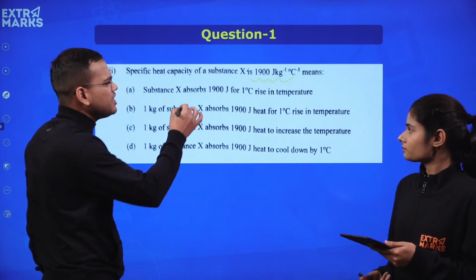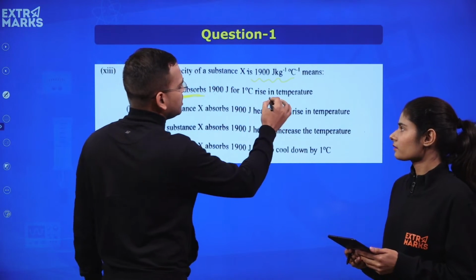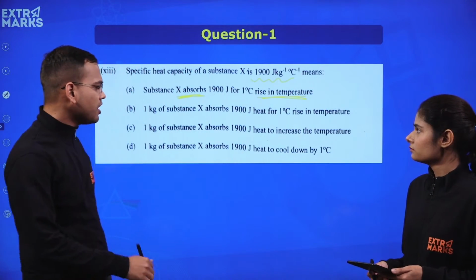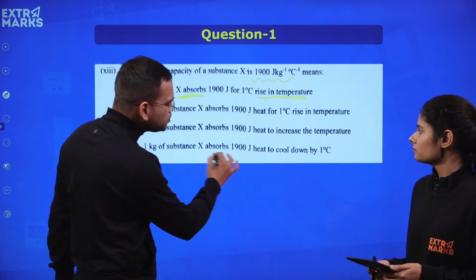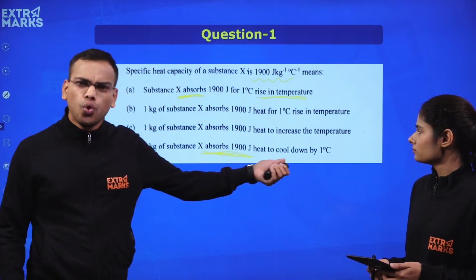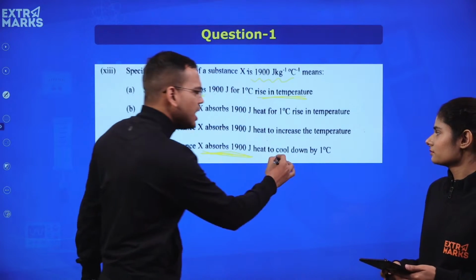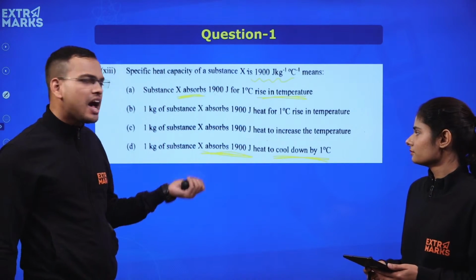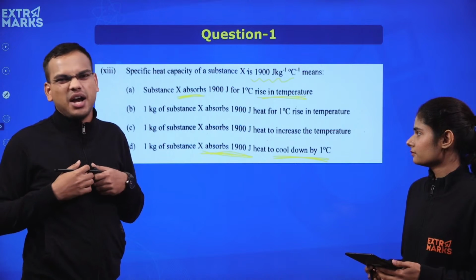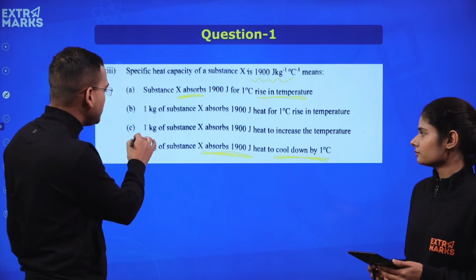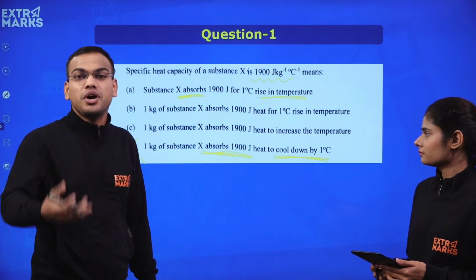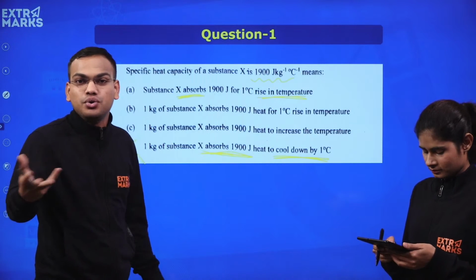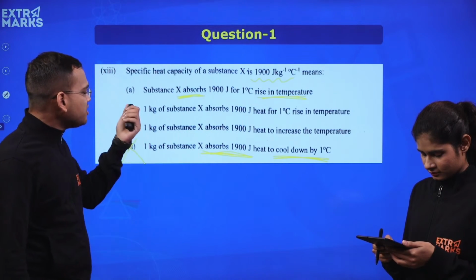Now we can understand that if a substance is absorbing some kind of energy, there will be a rise in temperature. But here, see, it absorbs this much heat to cool down by 1 degree Celsius. In order to cool, somebody has to absorb energy? I don't think so. It is an absurd statement written here. Nobody has to absorb energy, nobody has to lose energy, right? Now let's come to option B.